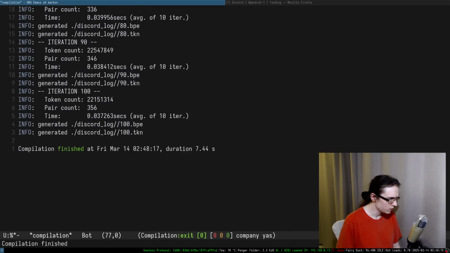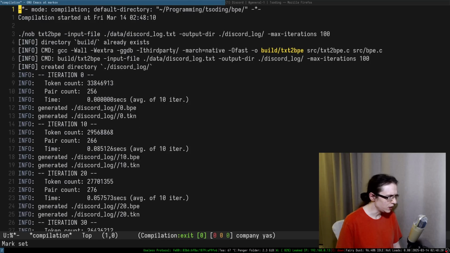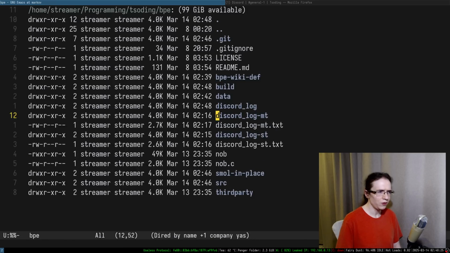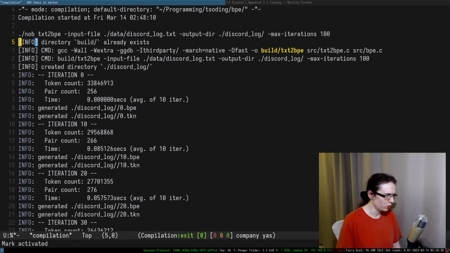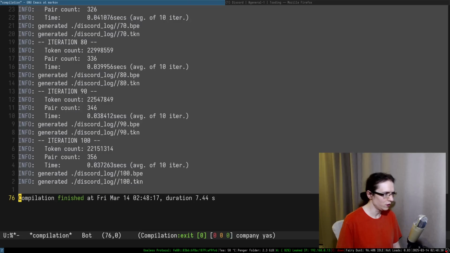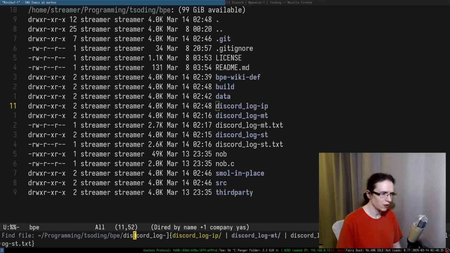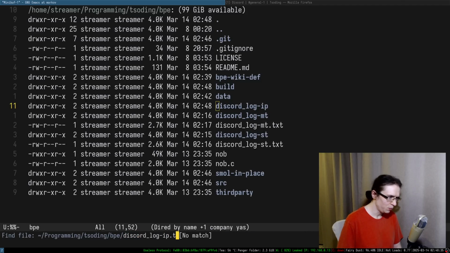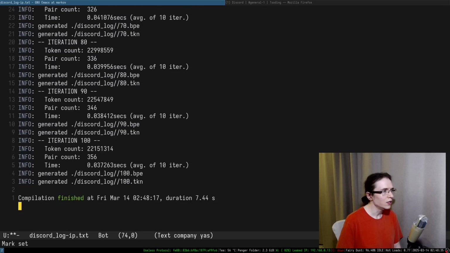Is it faster? Wait, I think it is faster. Just a second. So we save this entire thing to here. Let's call it IP, for in place. And let me compare the logs. I think the logs are kind of important in here. So here we're gonna have Discord log IP.txt. So here is the log.